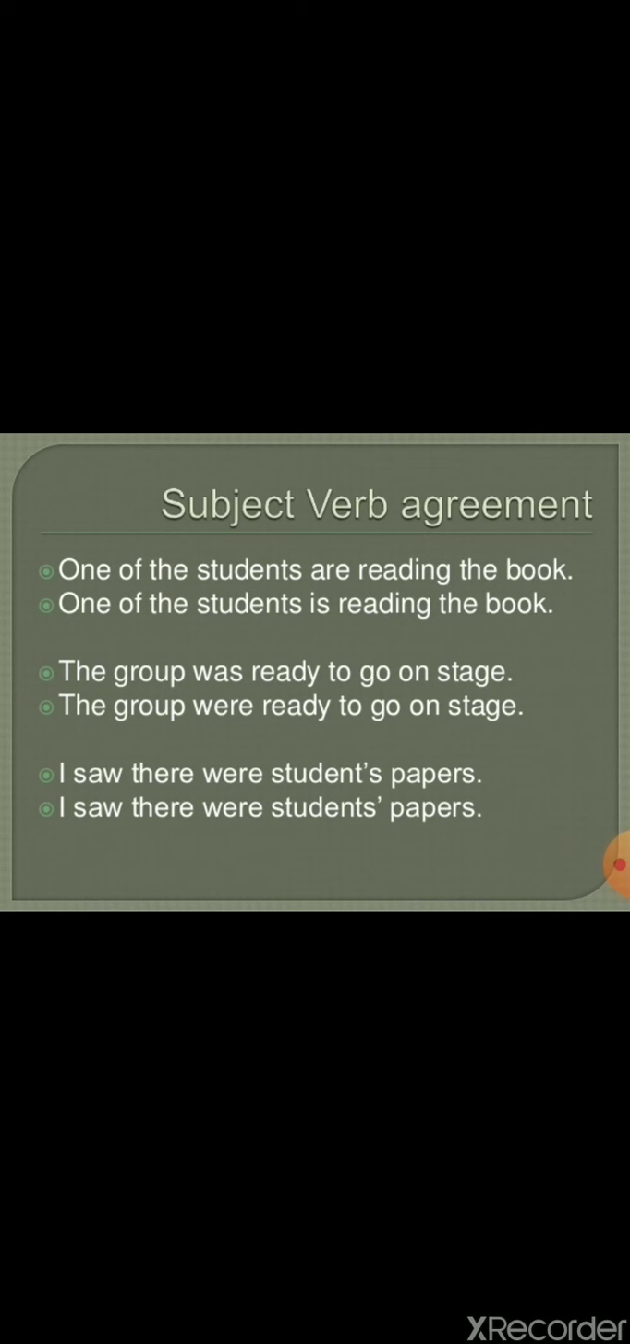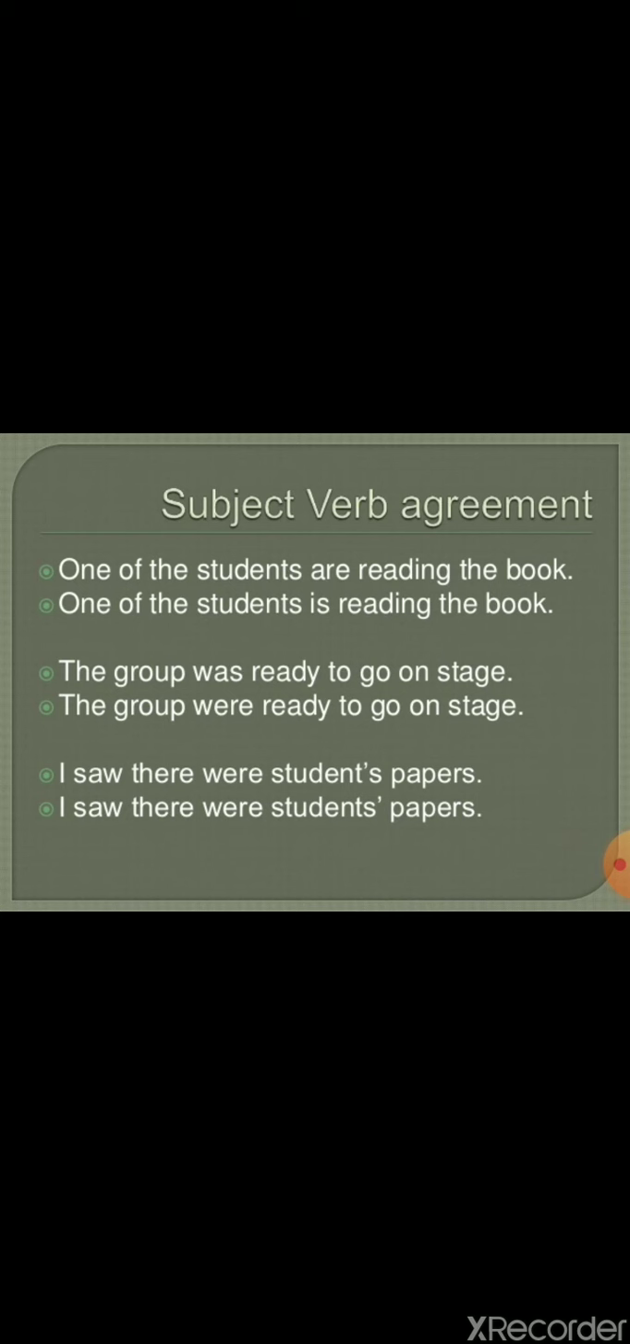Subject verb agreement is a really very detailed topic, and maximum errors can be framed based on this topic. Just read the sentence with me, and you will get to know what type of error is here. One of the student are reading the book. One of the students is reading the book.